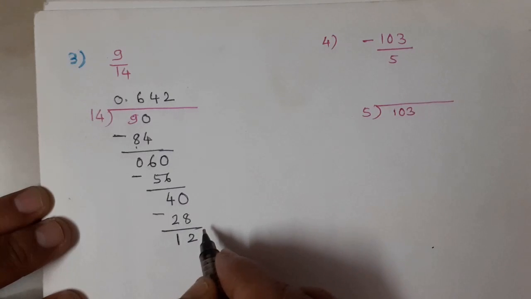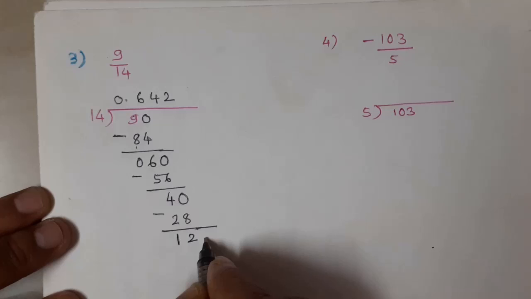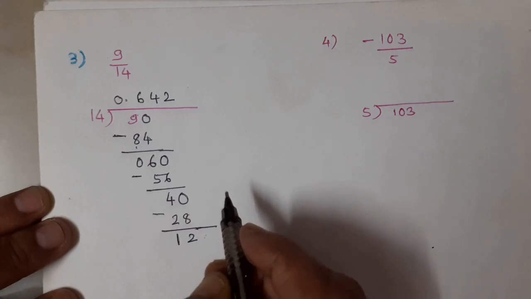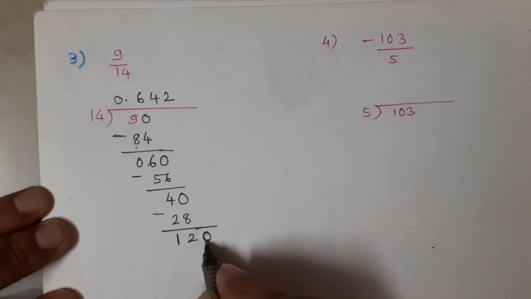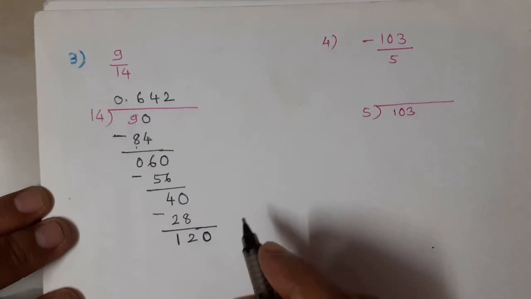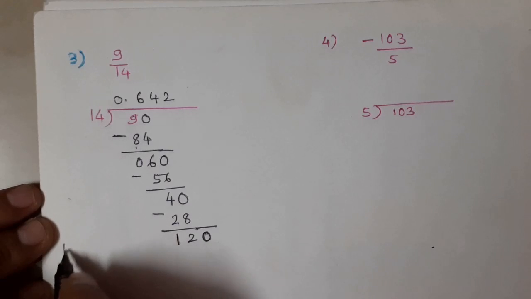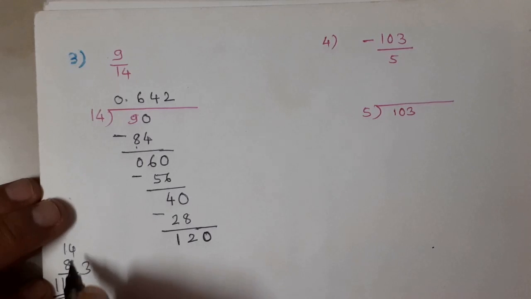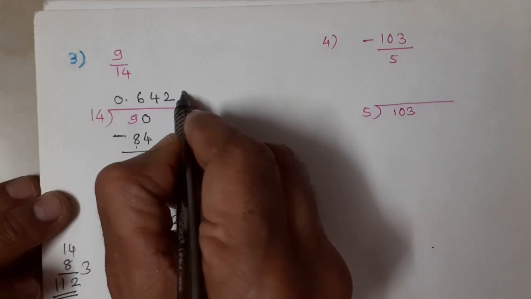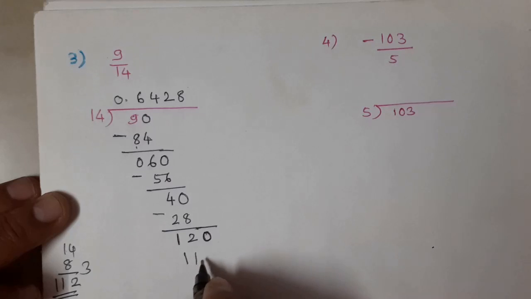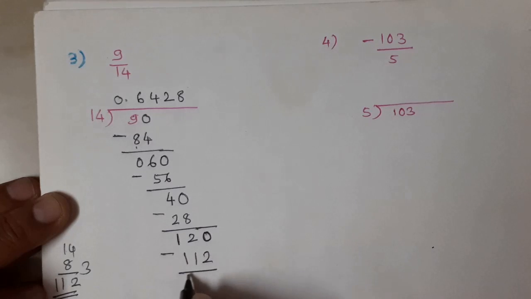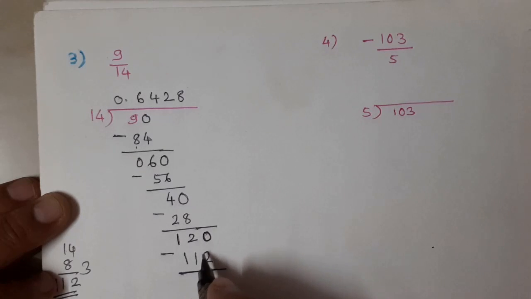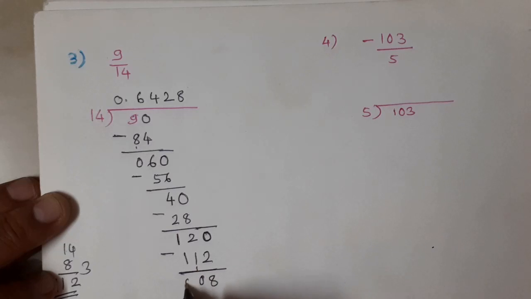Again, we cannot divide 12 by 14, so it will become 120. We will take 14 eights are 112. So I am taking 112. When we are subtracting, 10 minus 2 is 8, and it is 0.